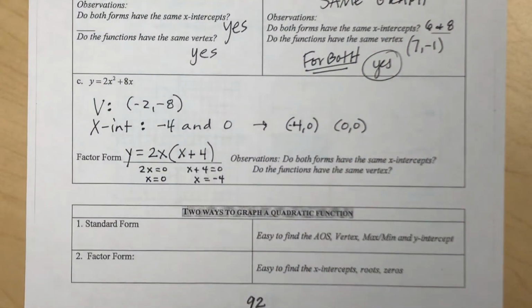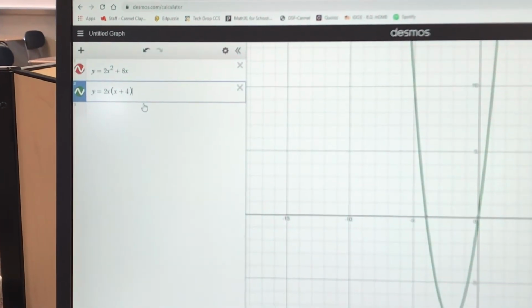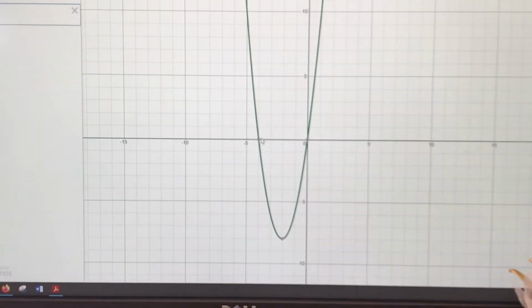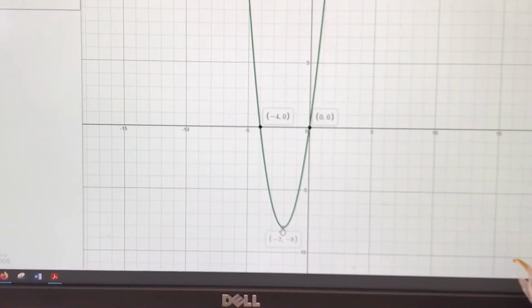And just because I wanted to compare for you, I'm going to type this out on Desmos real quick here. So 2x, and then in parentheses, x plus 4. Notice how, okay, here's my computer. I have 2x and then x plus 4. So notice how this graph is now green. So notice it's the same exact picture as what we had before. It didn't change at all.